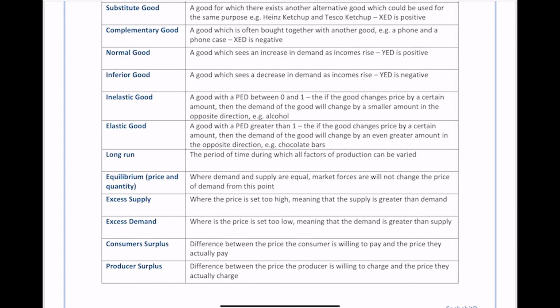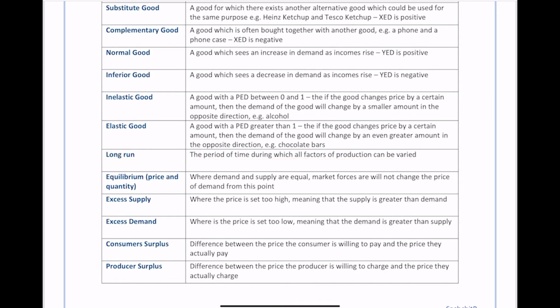Okay, and then we've got the long run, which is just a period of time during which all factors of production can be varied. So we looked at factors of production in the last video. So when land, labor, capital, enterprise, when all these factors are essentially free to be changed, that's the long run. Because in the short run, sometimes you can't change these. Like you can't suddenly get more workers tomorrow. You can't suddenly buy more machines tomorrow. That's why the idea of the long run is the period of time through which all factors can be varied.